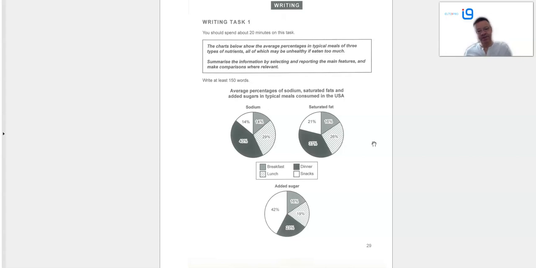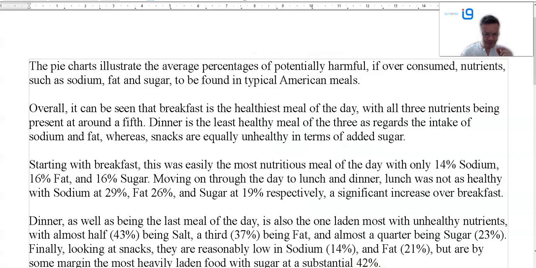So you got least unhealthy first at breakfast, lunch, and the most unhealthy meal is dinner at the end, because that's got 43% salt, 37% fat. So anyway, that's how I would and did order this, because I think that's a more logical arrangement. So take a look at mine first.